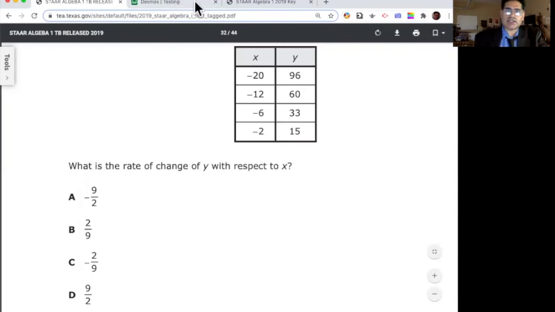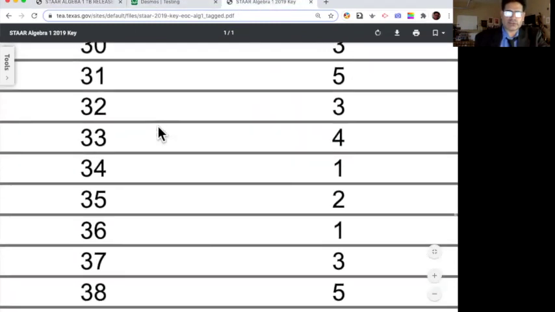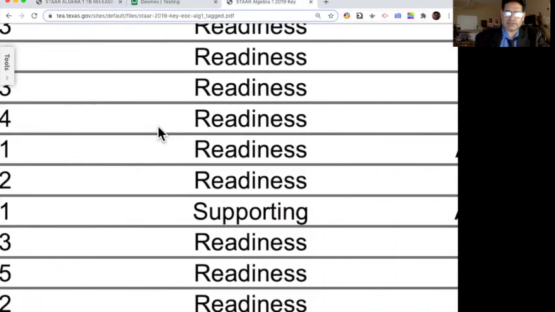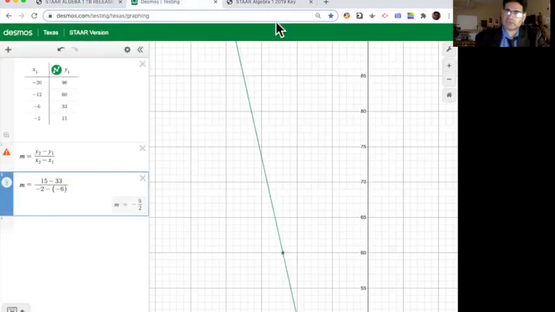That is A, and I'm going to choose my answer. I think that's 39, and the answer is A. So Desmos is pretty good about doing a lot of the work. I encourage you to use it.